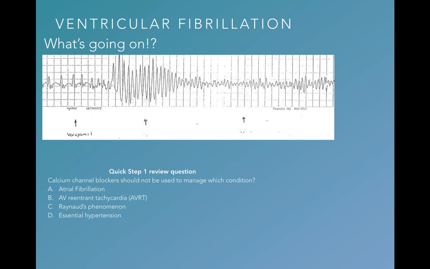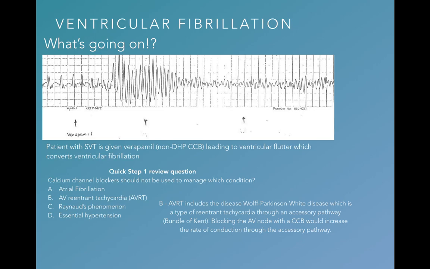Let's see, because I wrote a question below. Calcium channel blockers should not be used to manage which condition? Atrial fibrillation, AV reentrant tachycardia, which is a type of SVT, Raynaud's, and essential hypertension. Well, I kind of just gave it away because I said that AVRT is a type of SVT, and that is the answer. AVRT includes Wolff-Parkinson-White disease, which is due to an accessory pathway.